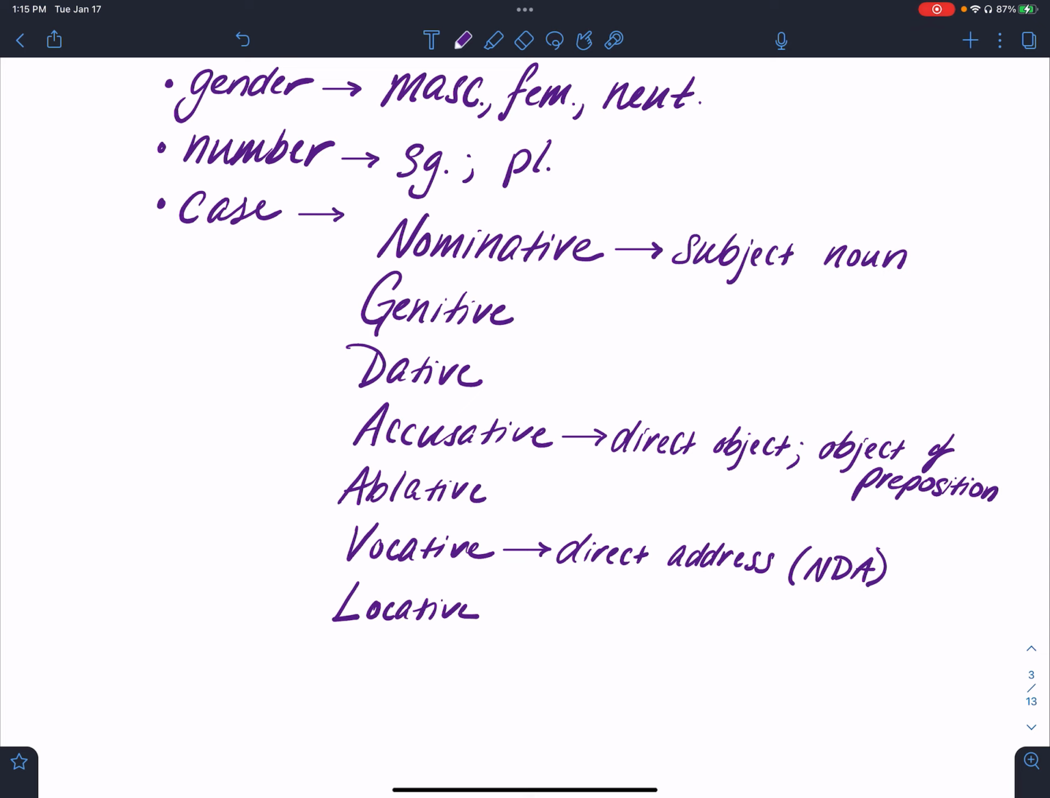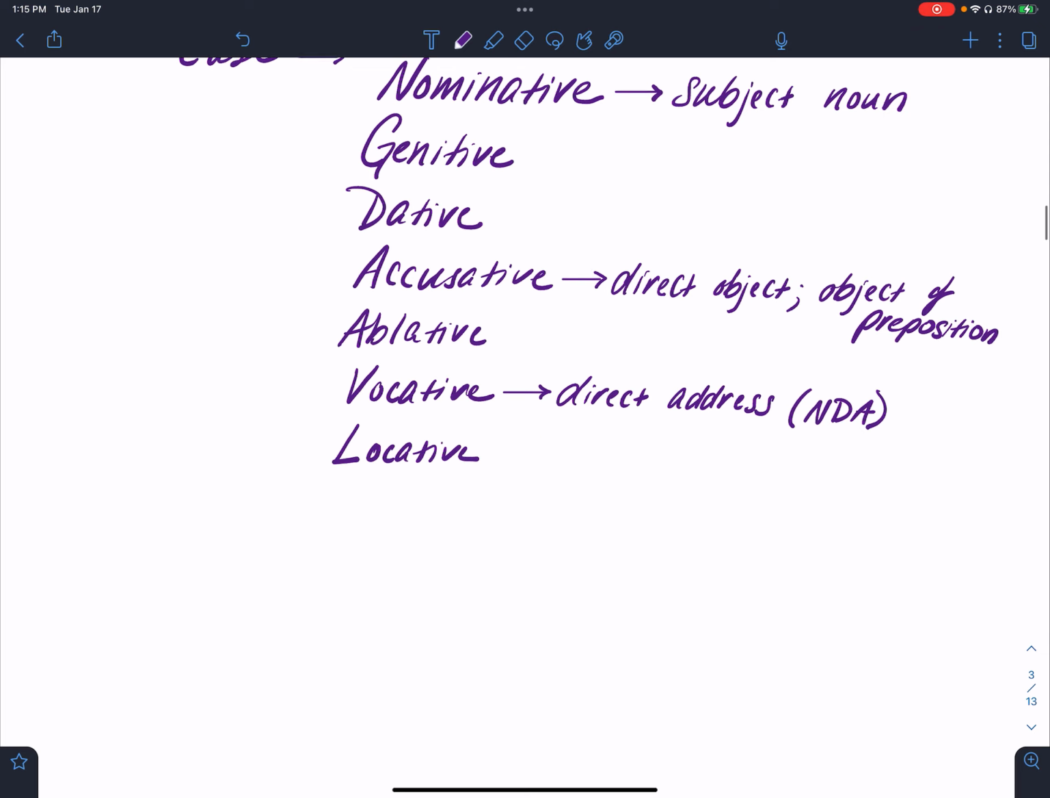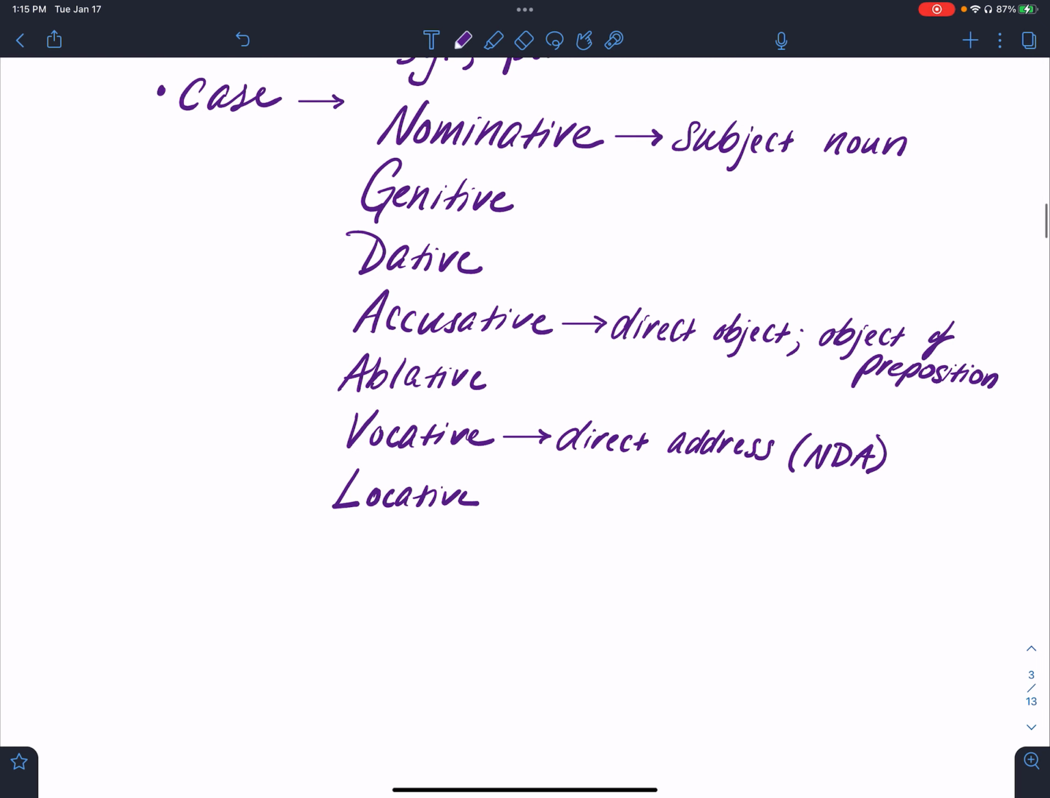Now, let's talk about some examples here. Oh, by the way, do you guys remember the mnemonic device to remember the case order? I probably don't remember if I mentioned it. No good dogs never die.